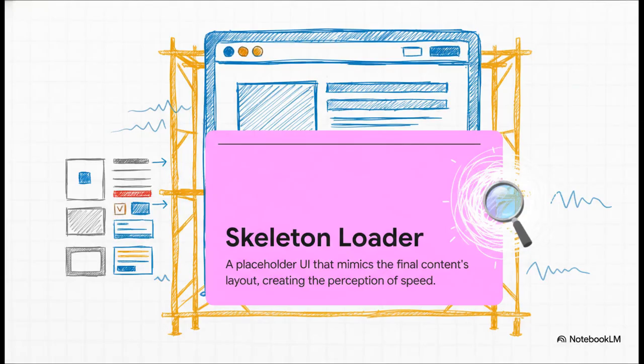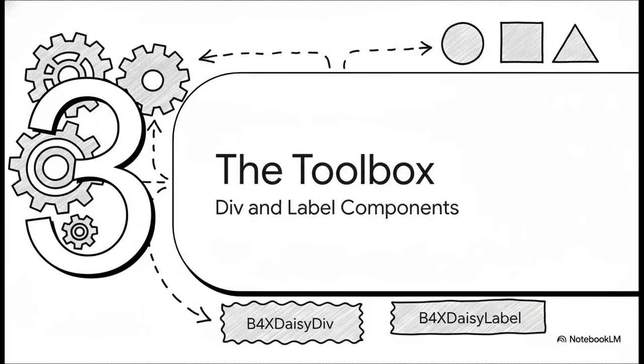So let's get a clear definition. A skeleton loader is basically a placeholder UI. You can think of it as a low-fidelity wireframe of the page that shows up almost instantly. I absolutely love the analogy of a blueprint or scaffolding. It shows you the structure and gives you a really clear idea of what's being built, even before the final stuff arrives. To build this, we're going to look at two incredibly flexible components, the B4XDaisyDiv and the B4XDaisyLabel.